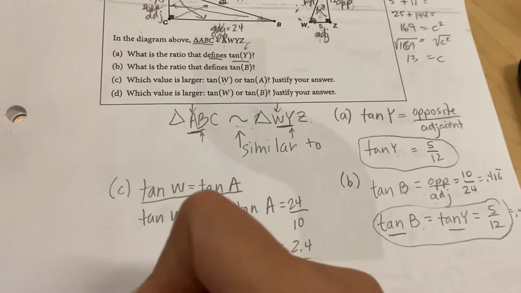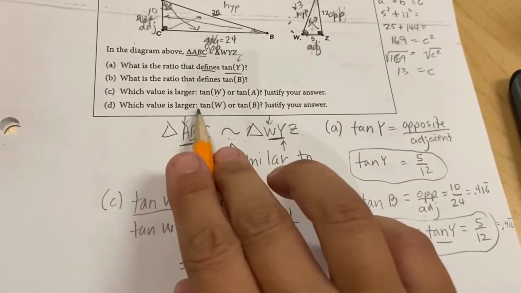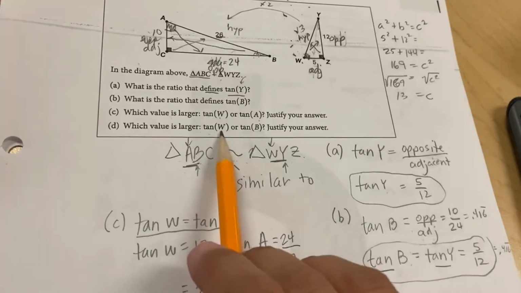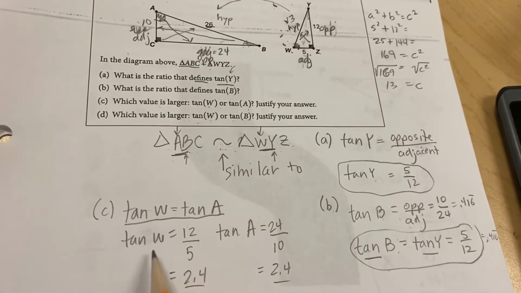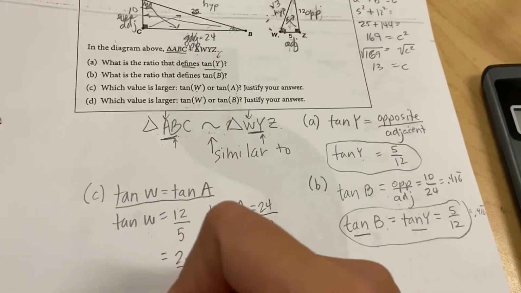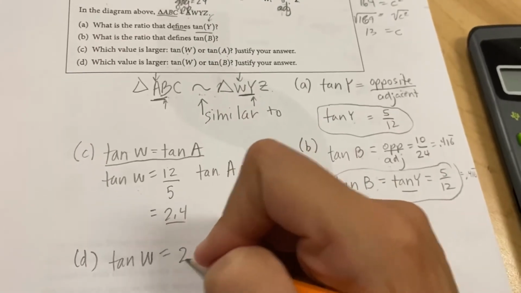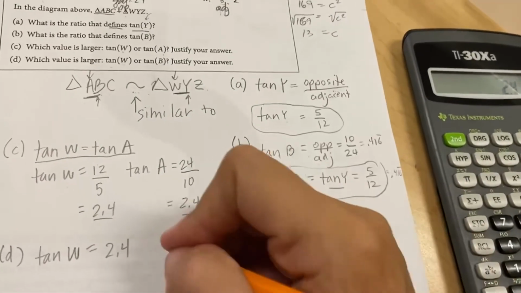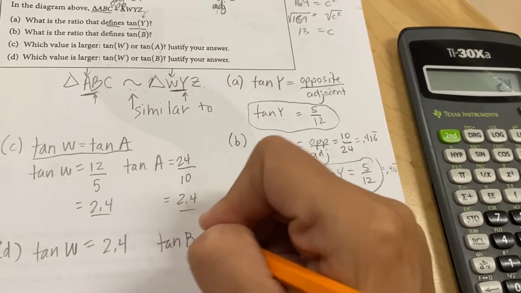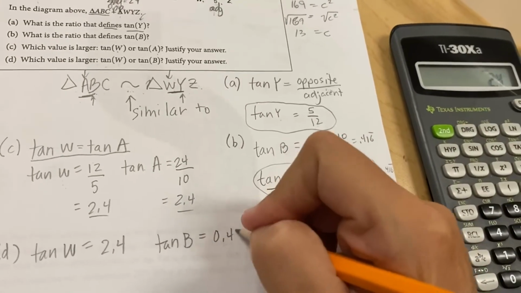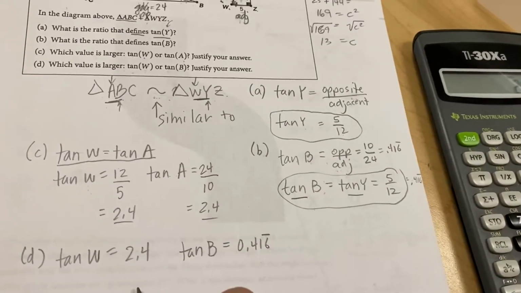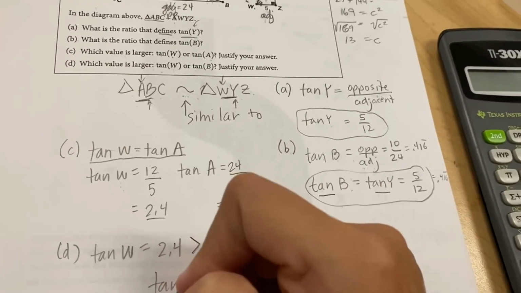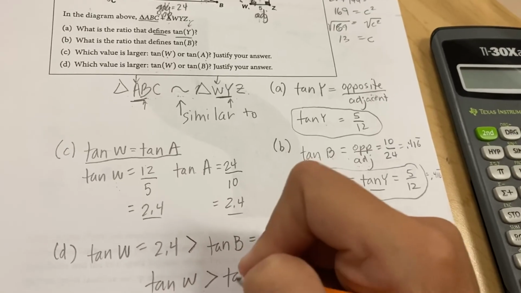Okay, now last question, it says, which value is larger, the tangent of W or the tangent of B? So we said the tangent of W is 2.4, right? And the tangent of B is 0.416 repeating. So which one's bigger? Looks like that one's bigger, right? The tangent of W is bigger than the tangent of B.